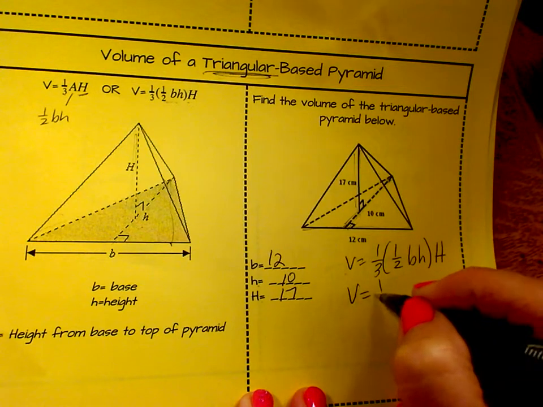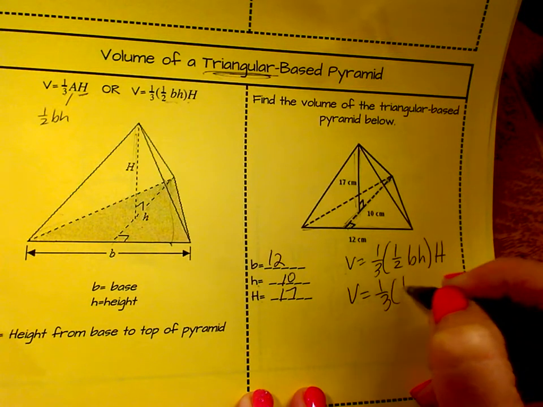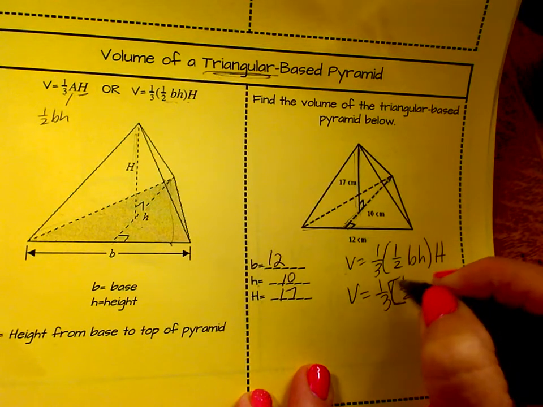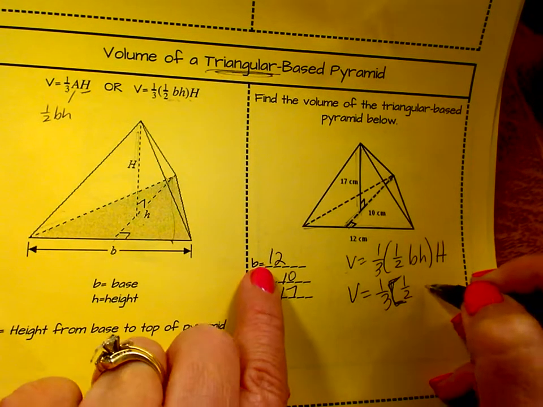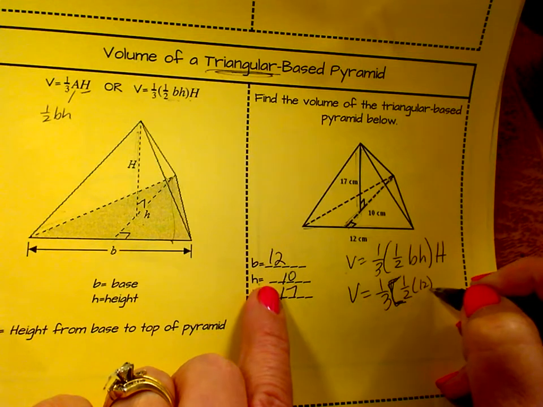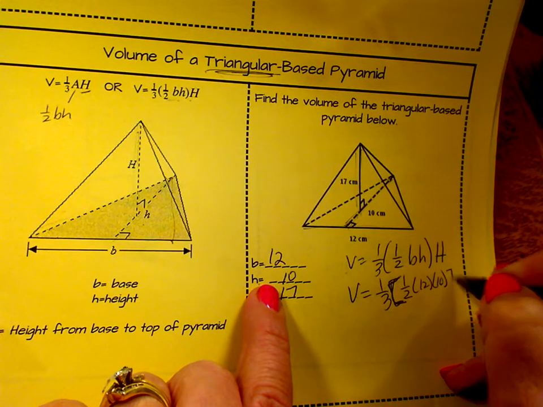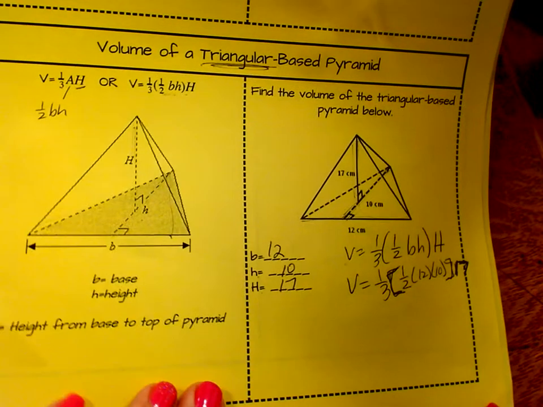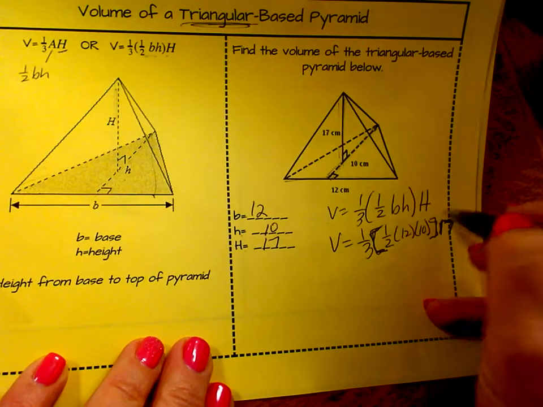So you're looking for your volume. You have 1/3, 1/2 base, and this is where I might do a bracket because I'm going to have another parentheses. 1/2 of 12 times 10, close bracket, times your 17. If you're with me, would you put a star in the bottom right-hand corner of this page? Maybe right there. Put a star.